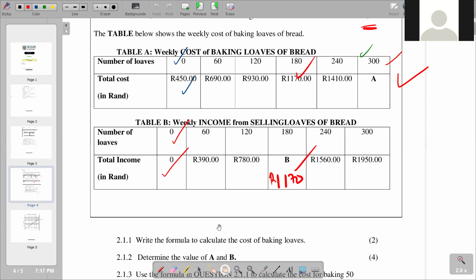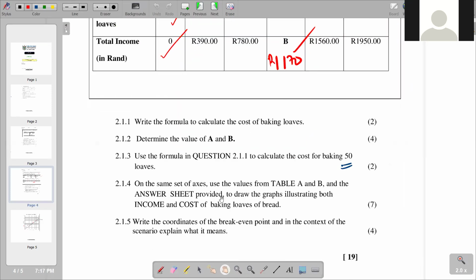So with that now, the question also says explain what it means. So the explanation is that it means that both cost and income for baking and selling 180 loaves of bread is the same amount, which is 1,170. So this is the explanation that we are just going to give.